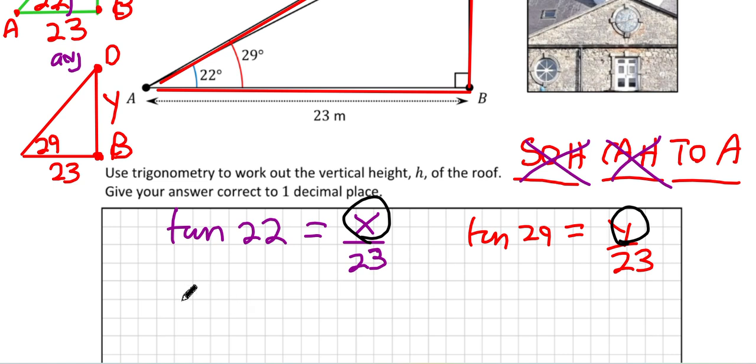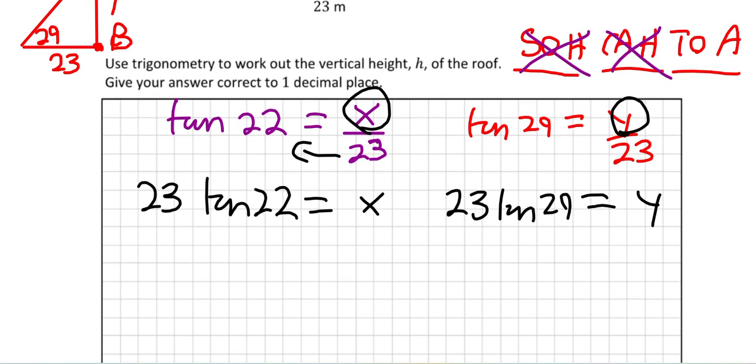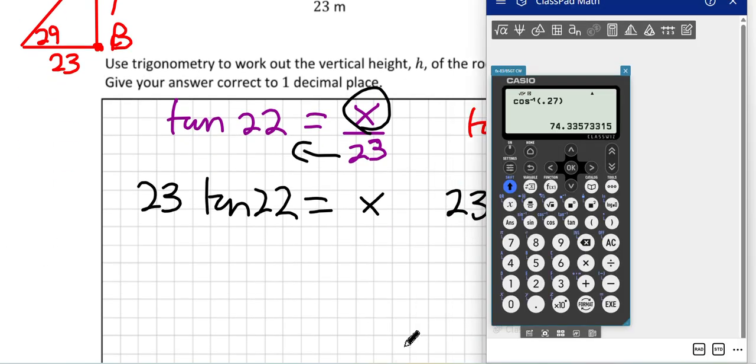No, 23 is division on the right, which means when it moves to the left, 23 tan 22. What's Y equal to? 23. Okay, you got to put them into your calculator and figure out what they are. So you're going to do 23 tan 22. 9.29. 9.29.